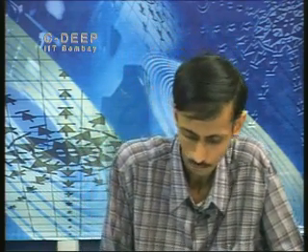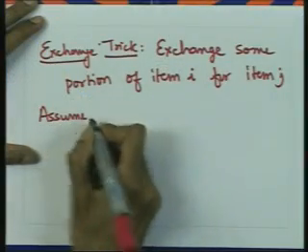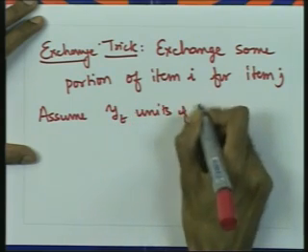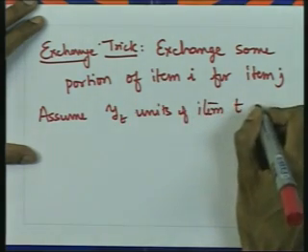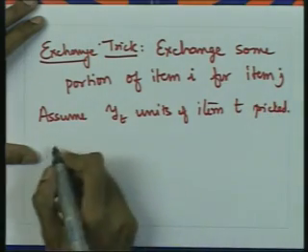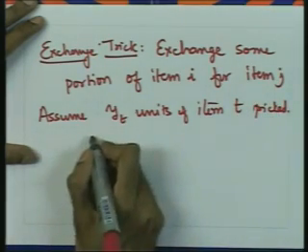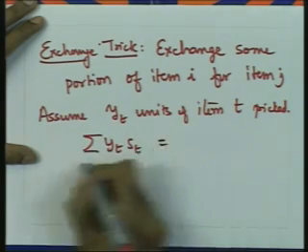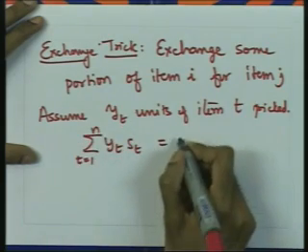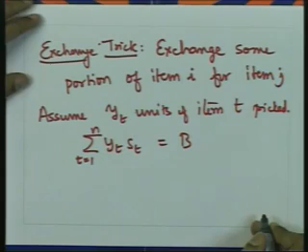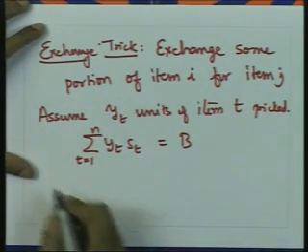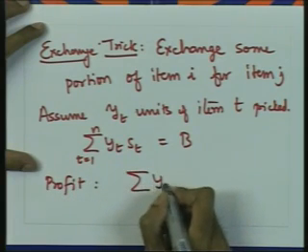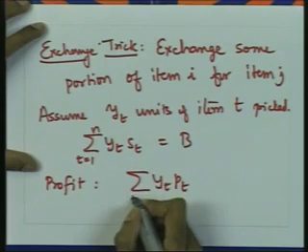So we'll assume yt units of item t are picked. We'll also assume that sigma yt st, t going from 1 to n, is exactly B. So the bag is full. So what's the profit? The profit is nothing but sigma yt pt, t going from 1 to n.